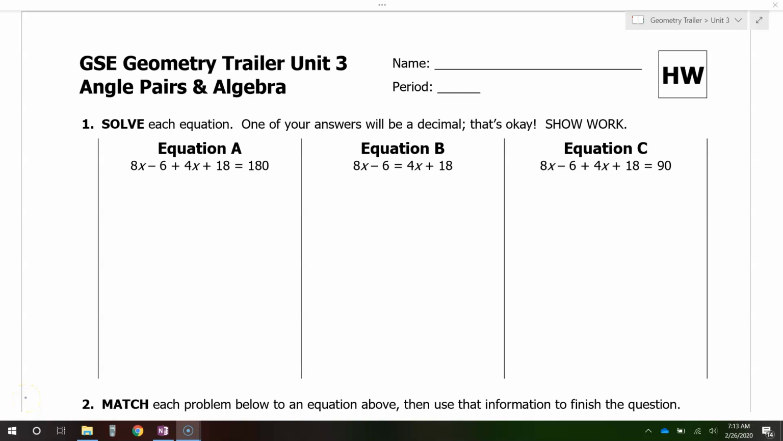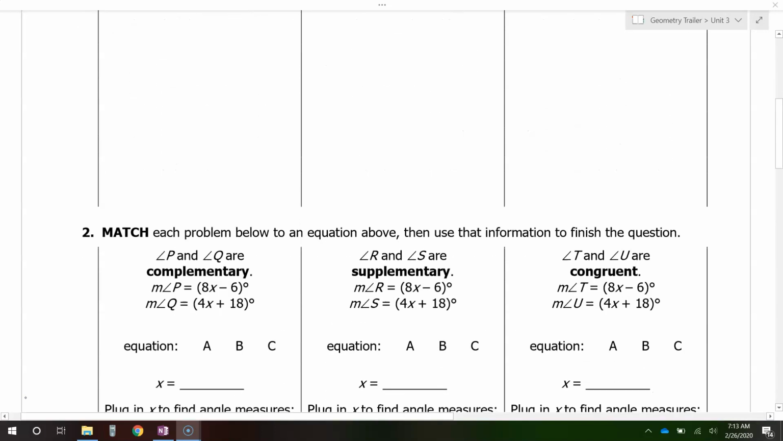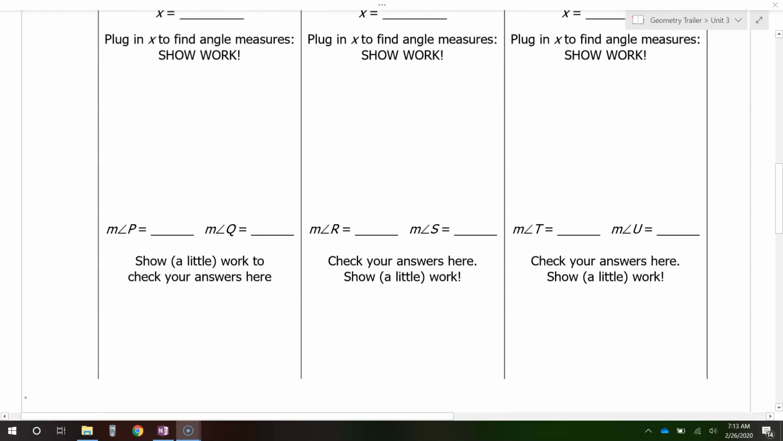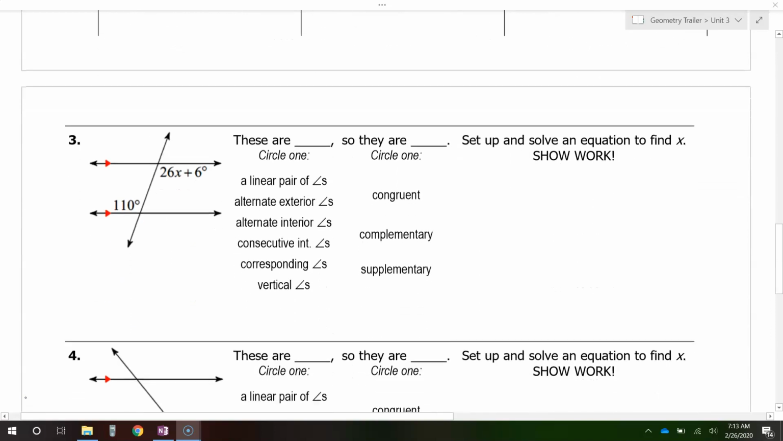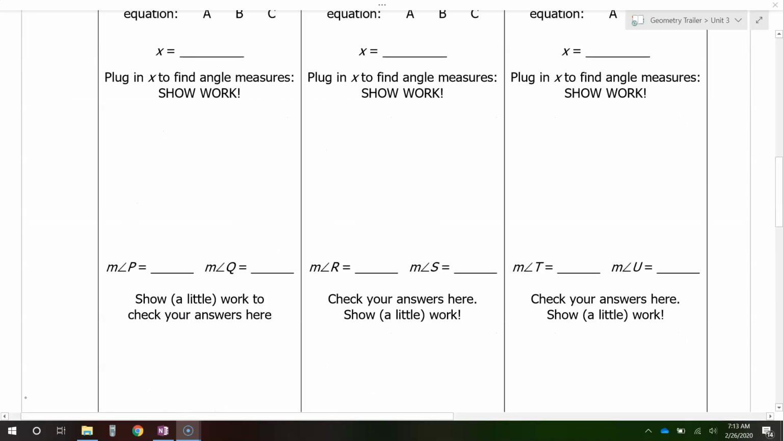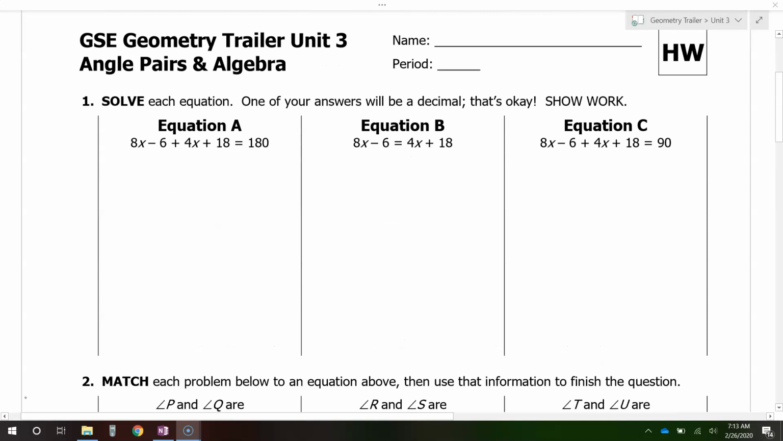In this video, we are going to practice our algebra in the context of angle pairs. So we will be dealing with concepts like complementary, supplementary, and congruent, but essentially we will be practicing our algebra skills. We will also be dealing with special angle pairs like alternate interior angles, alternate exterior angles, vertical angles, etc. All right, but watch out for the algebra.